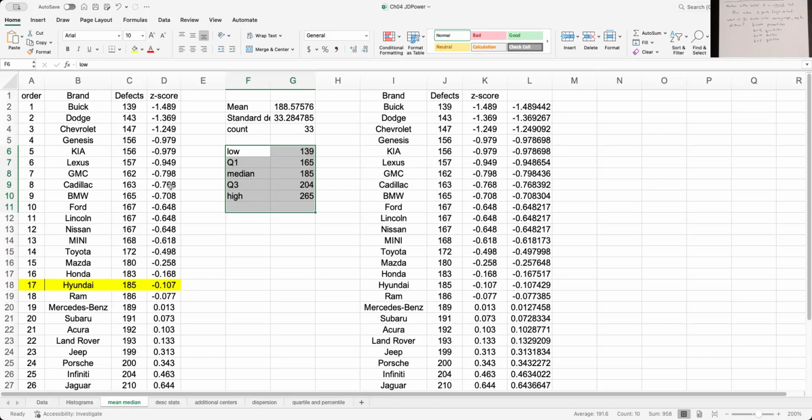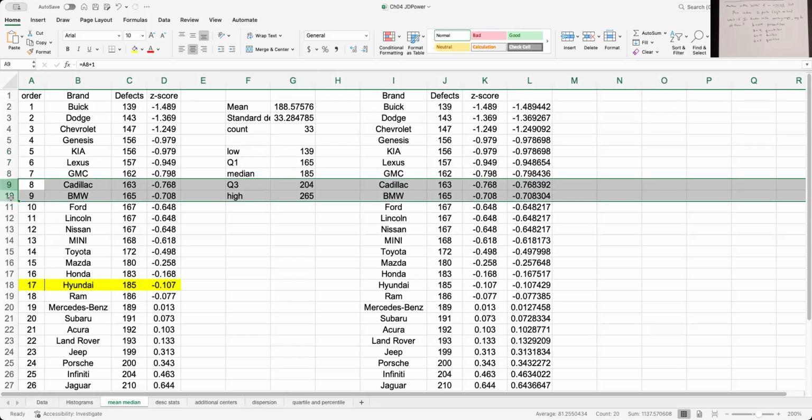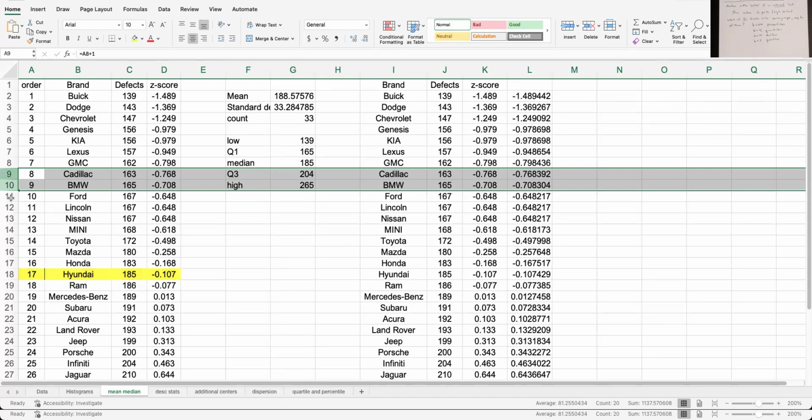How many should be in each half of my list if there are 16 things? There should be 8 in the low and 8 in the high, right? Which means I'd be between the 8th and the 9th number. Add 163 plus 165. Divide by 2. What does my quartile 1 say?